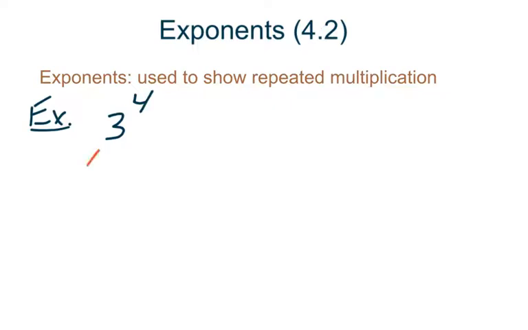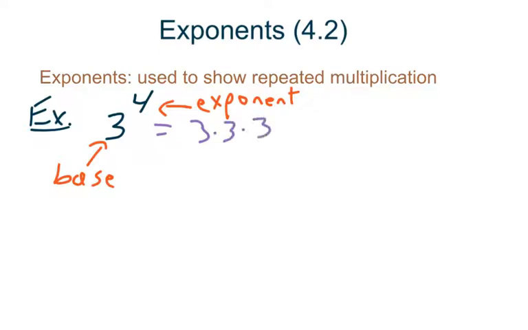I would call 3 our base. It's the number on the bottom. And then 4 is the one that's raised up above. It's like a superscript. And that is called our exponent. And that means how many times you multiply that base by itself. So that's going to be written as 3 times 3 times 3 times 3.